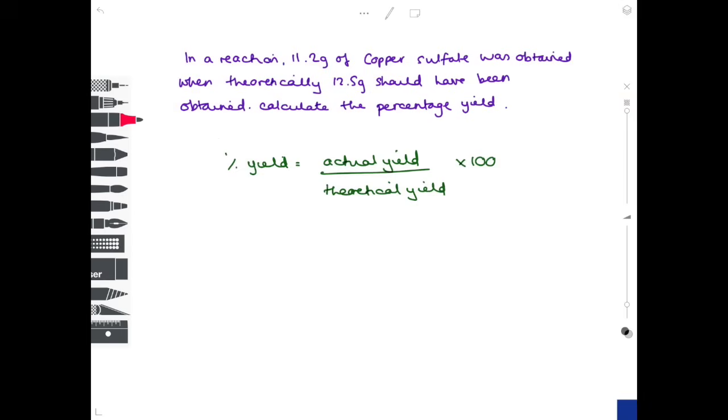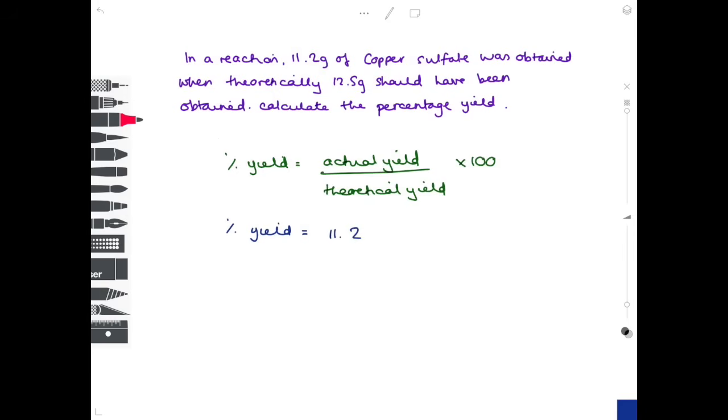Now we're looking at percentage yields. So for example, in a reaction, 11.2 grams of copper sulfate was obtained when theoretically 12.5 should have been obtained. Calculate the percentage yield. So you just need to use this equation here, which is percentage yield equals actual yield over theoretical yield times 100.